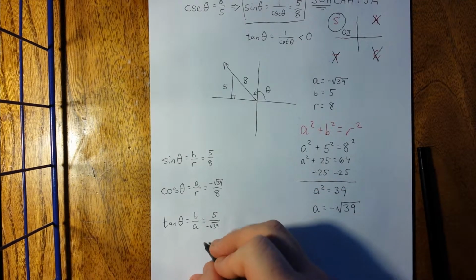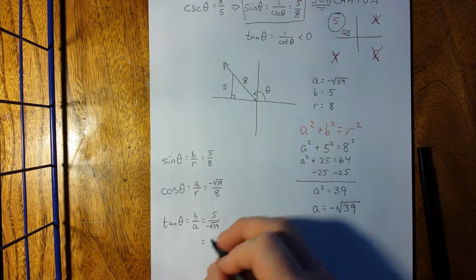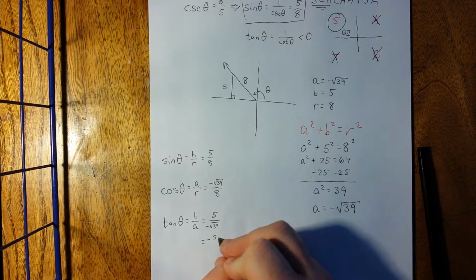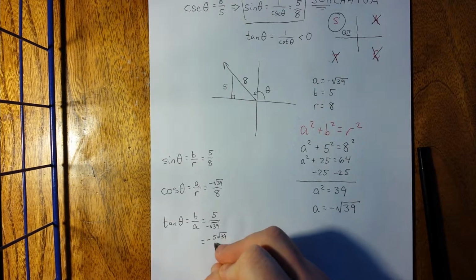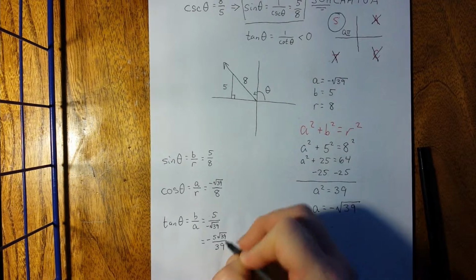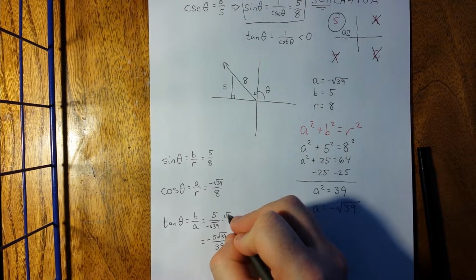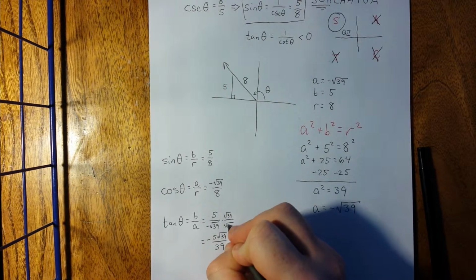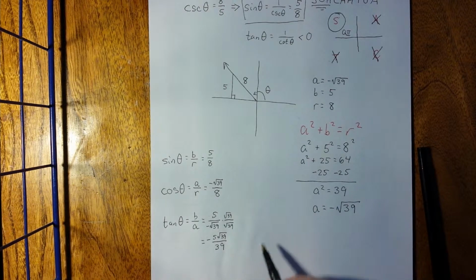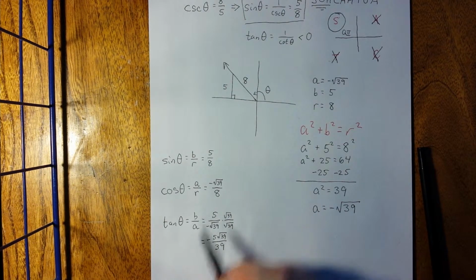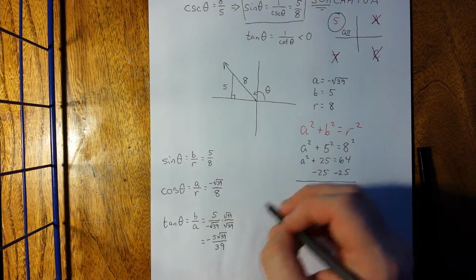Now, if we were to rationalize this, then this ratio would look like negative 5 times the square root of 39 over 39, by multiplying top and bottom by square root of 39. But again, I'm not going to require you to do this, but if you want to, that's fine.